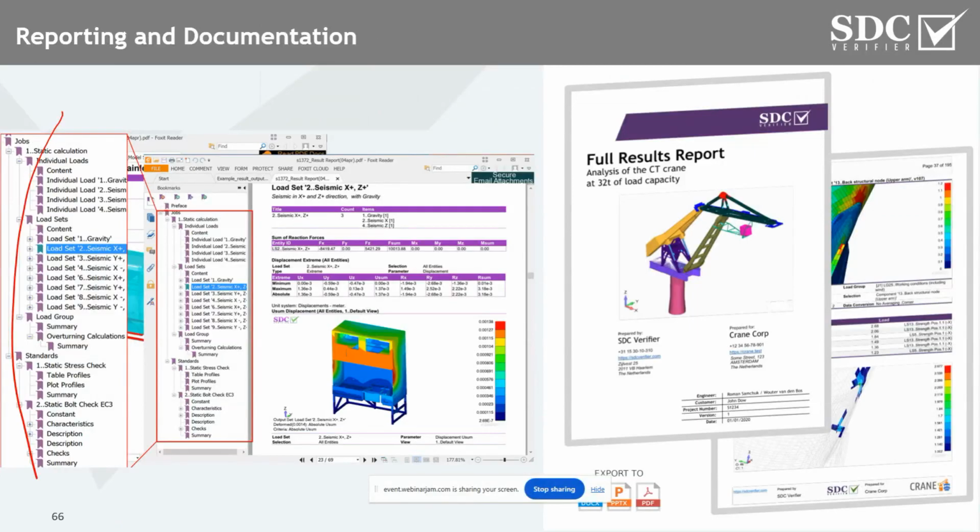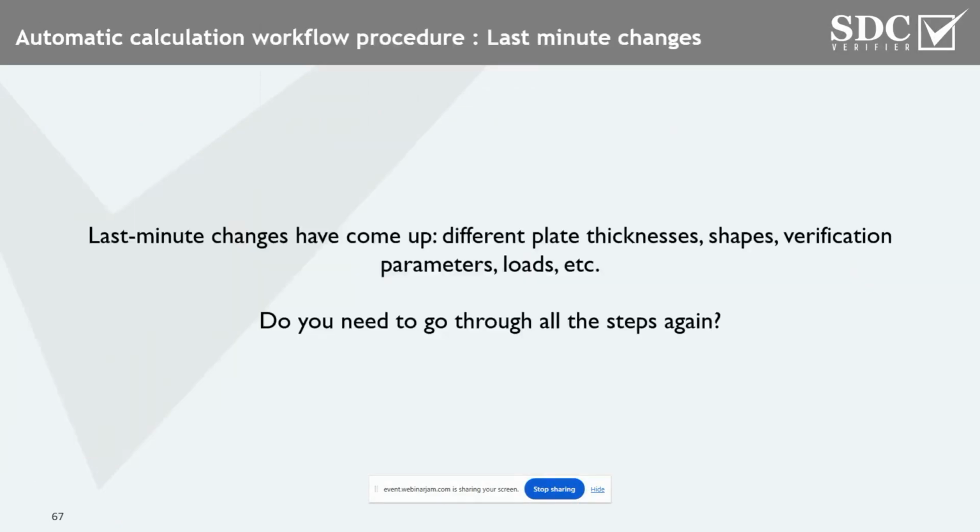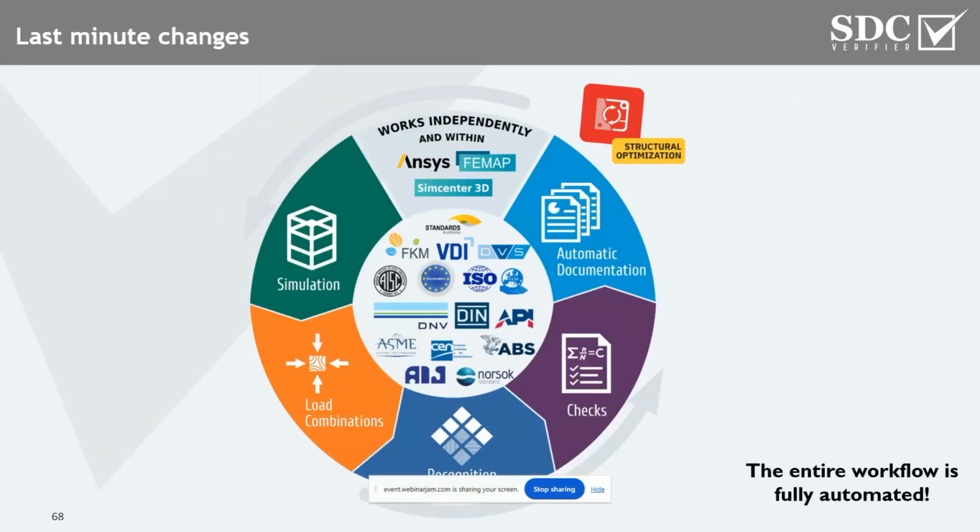But okay, all right, you went through all this, and at the very beginning, I was talking about the last minute changes. You need to change a plate thickness, for example, and redo the verification. Do you need to go through all the steps again? And the good news is that no, the entire workflow is fully automated, and that's what these two arrows are about. So you need to update your model, recalculate, and just regenerate the document that is already stored.